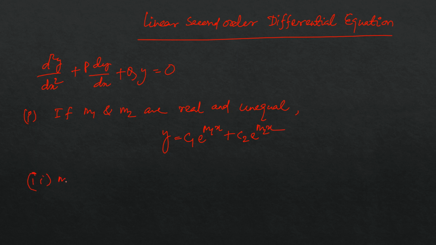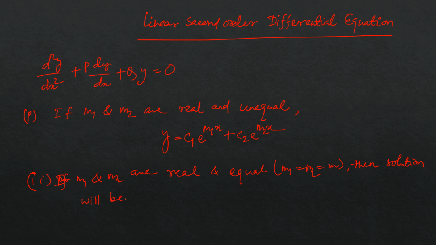If m1 and m2 are real and equal, that is m1 is equal to m2 is equal to m, then the solution will be of the form y is equal to (c1 plus c2x) e to the power mx. This is the second case.